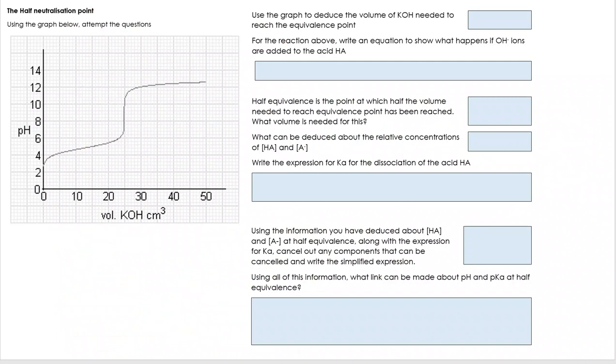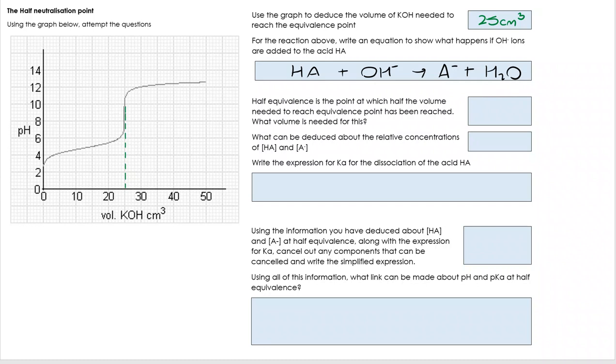Okay, we're going to finish off this video though by looking at half neutralization point, which is a very specific question about a very specific quirk of something that we take from pH curves. So I am going to say, have a look at these questions, work through them. I've tried to make it as logical as possible to build to the final answer, and you can see how far you get. So in the first instance, I'm looking at the graph, and where the equivalence point is, where we get that rapid change is 25 cm cubed. If I were to write an equation to show what happens if I add OH minus ions to HA, well, I'm neutralizing them. So my HA plus OH minus goes to A minus plus H2O.